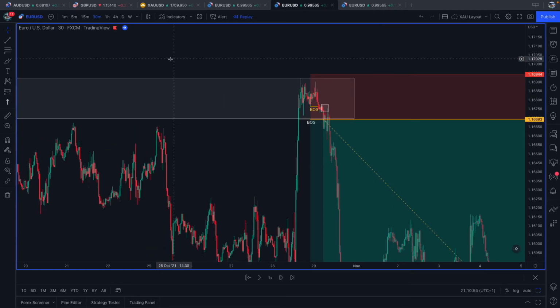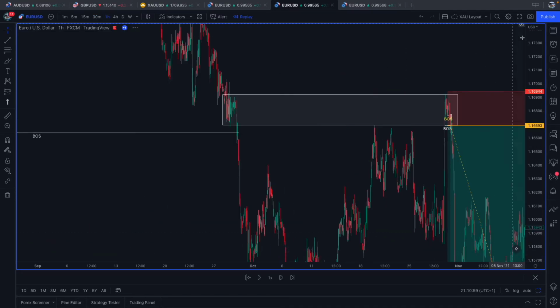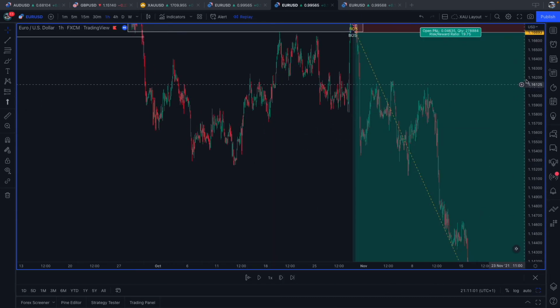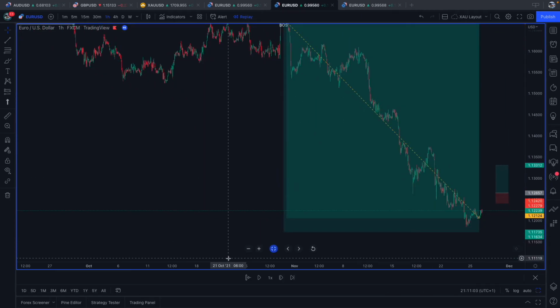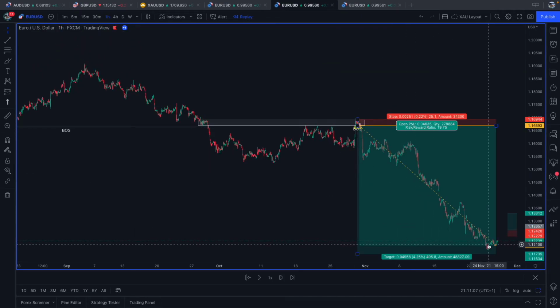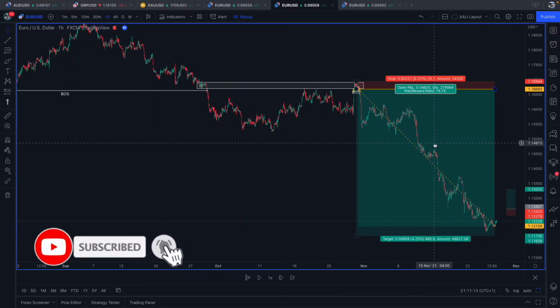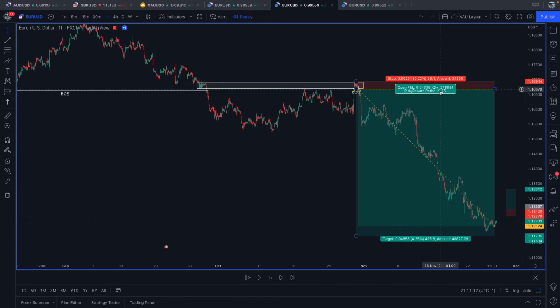And I had my take profit, if we just zoom back out, set at a higher time frame swing low. Now, as you can see, price played out perfectly and we took profit for the full 495 pips. Now, with a 25 pip stop loss and a 495 pip take profit, this generated a 1 to 19.75 risk to reward ratio.